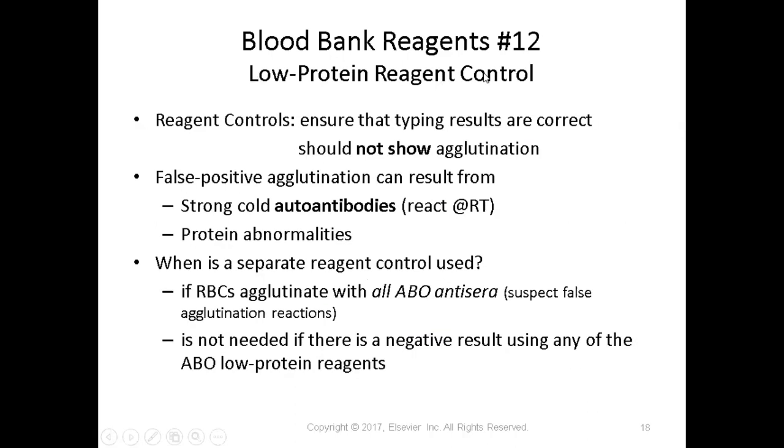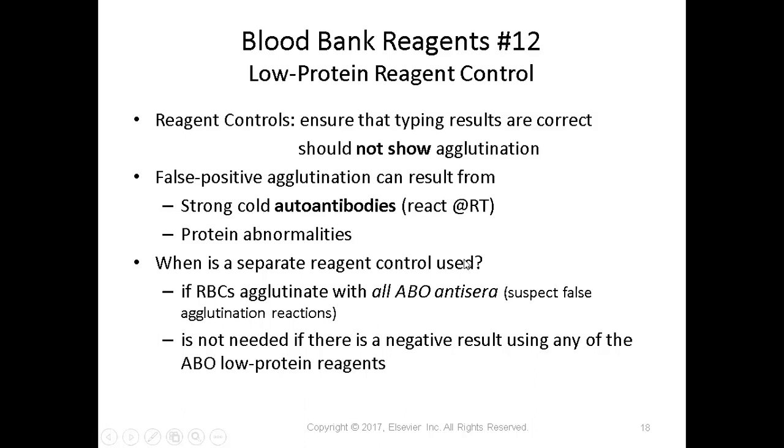So this is our synopsis of the low protein reagent controls. So our reagent controls basically ensure that our typing results are correct and should not agglutinate. When do we get false positives? When there are protein abnormalities, but also sometimes patients have autoantibodies, and these are antibodies directed against self. That's what that prefix auto means. And they're called cold autoantibodies because they react at room temperature. And so they could be cross-reacting with our tests that we're doing at room temperature.